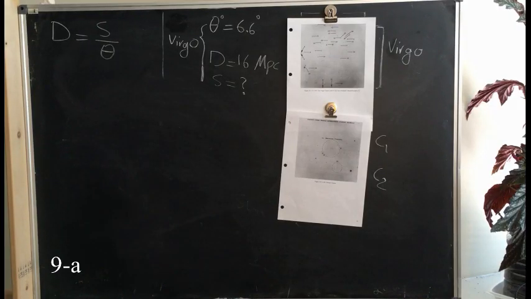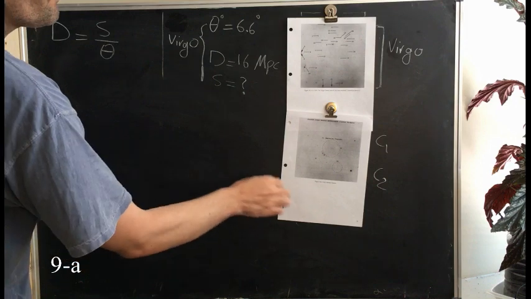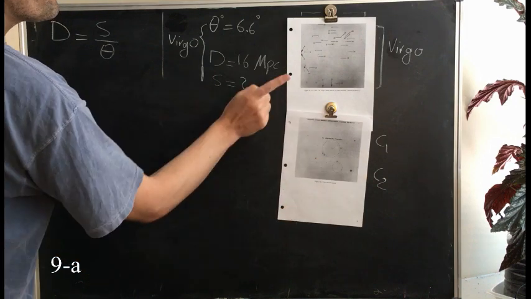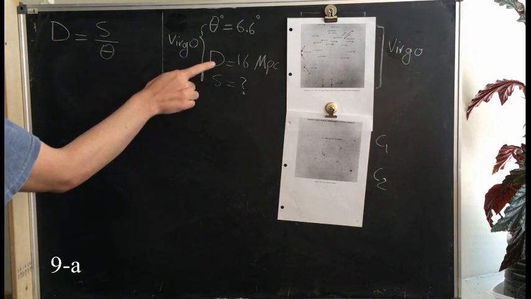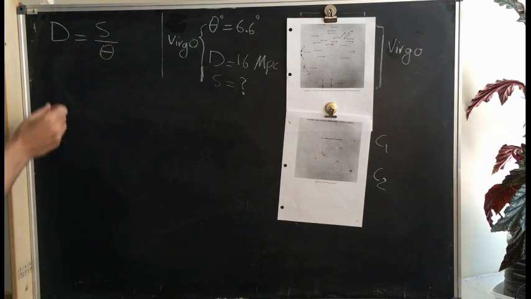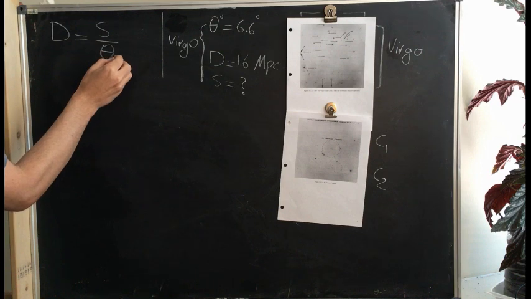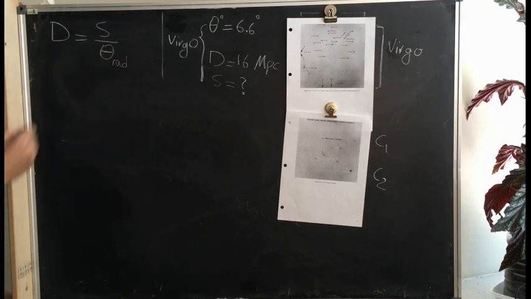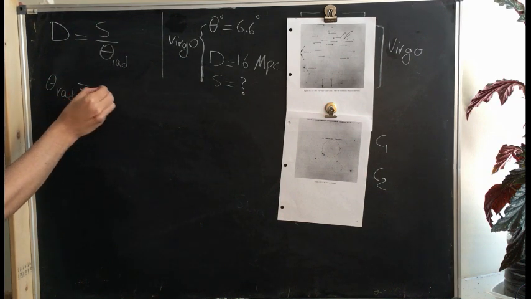Let's do the calculation. We have Virgo and we have C1 and C2. For Virgo, we need true size. We have angular size, we have the distance, and we need true size. So we have the same formula for distance and angular size. We start from theta. For theta, we should use theta in radian. But problem is we have theta in degrees. So first, let us convert from degrees to radian.